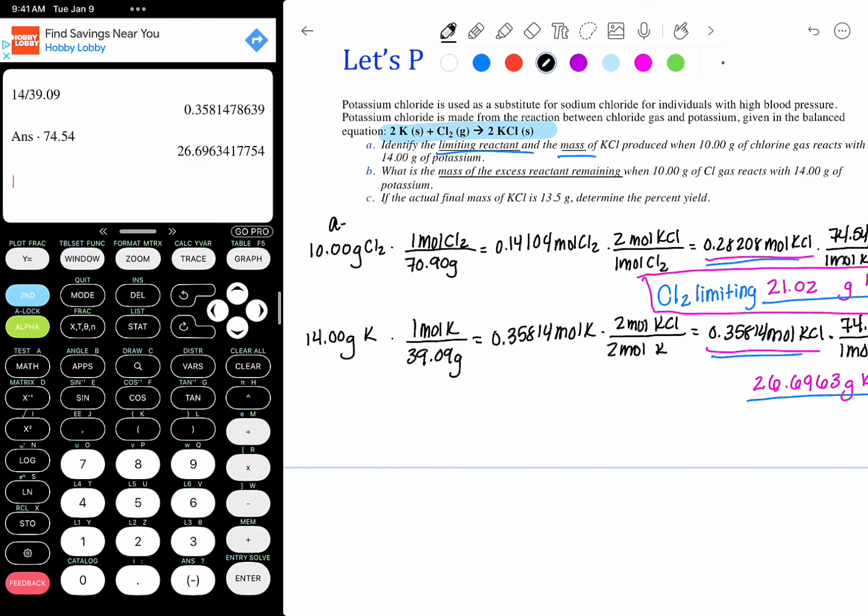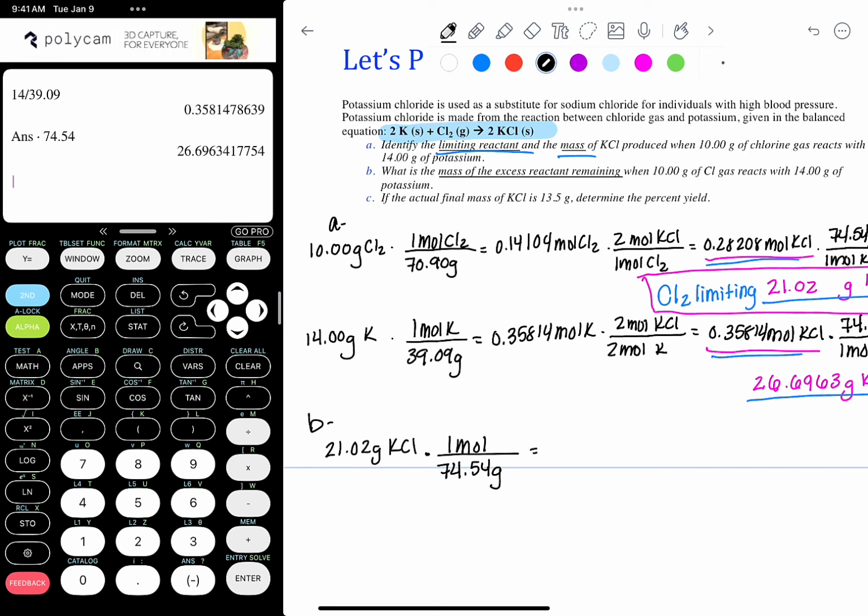So for this problem, this is one that we can do 2 different ways. We can take our maximum amount of product, which is 21.02 grams of KCl, and we can convert that back to our excess reactant. So we just convert this to moles using the molar mass, 74.54. That's grams in 1 mole. We get 21.02 divided by 74.54.